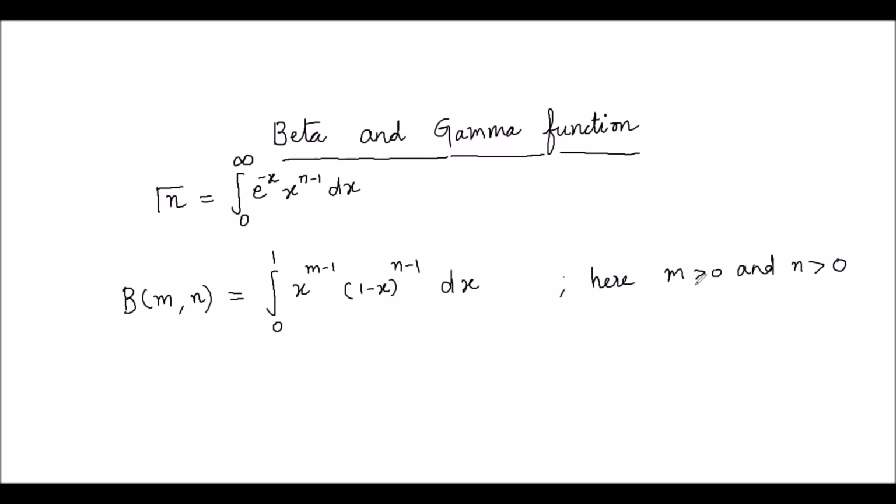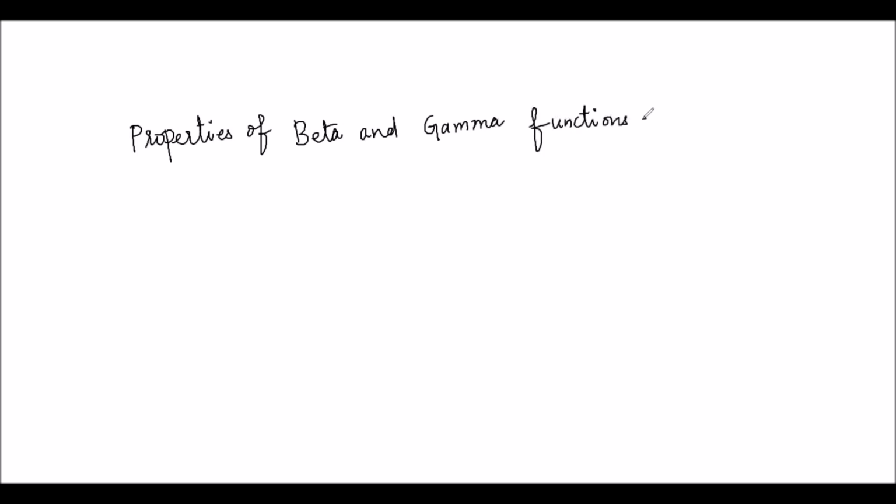Now let us discuss the properties of beta and gamma function. These properties are important because they will be used for solving problems, for solving some integrals. So let us discuss these properties one by one.